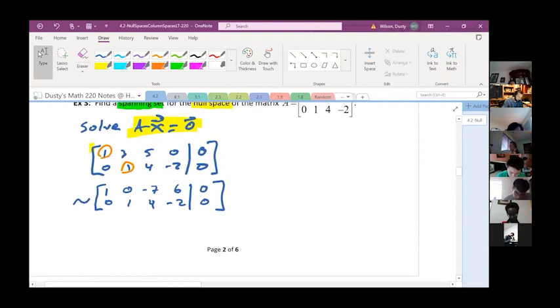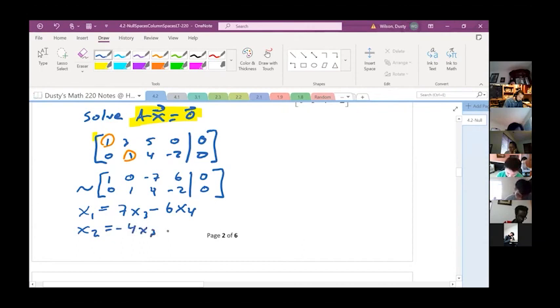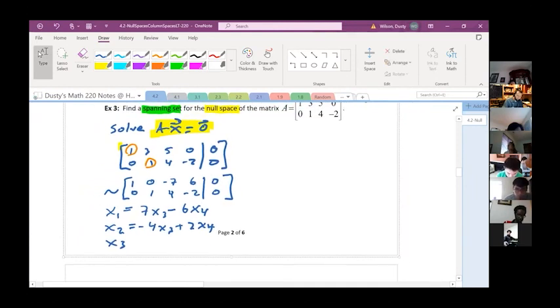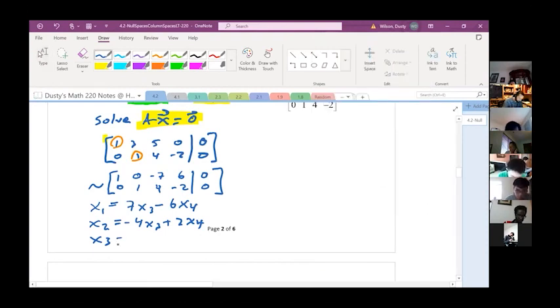So let's think about what this is telling you. This is telling us that x1 is equal to 7x3 minus 6x4, and x2 is equal to -4x3 plus 2x4. And then what does it tell us about x3 and x4? They're free. Happy free variables.